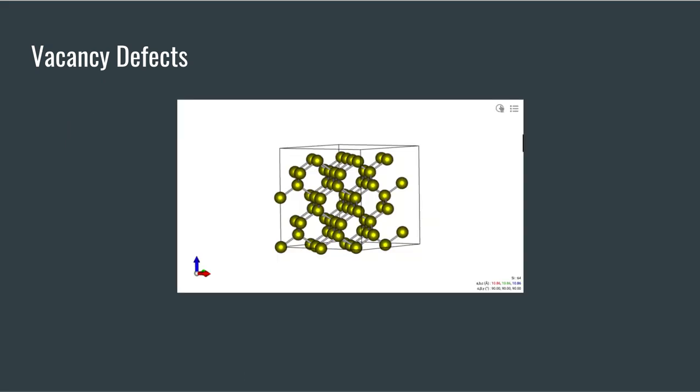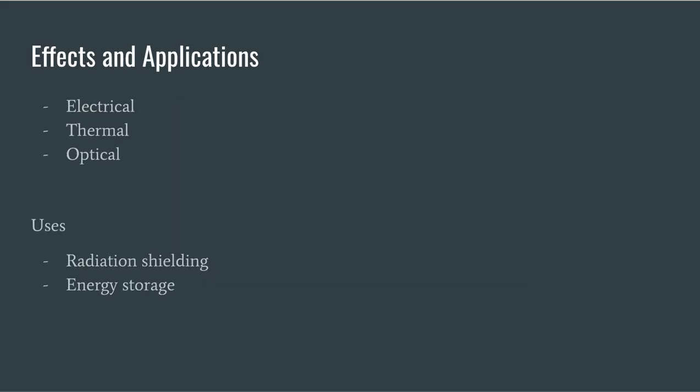So here's my model for it. As you can see, there's a crystalline lattice for the material silicon, but it doesn't really matter. When I click away, you can see that some of those atoms are now gone, or vacant, as you might say. Anyway, that's just an idea. Anyway, let's talk about some effects and applications.